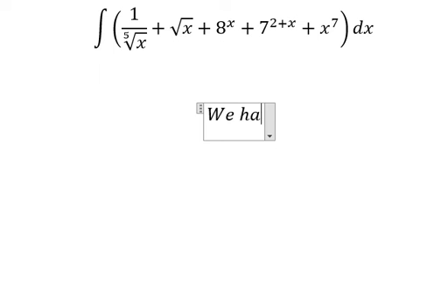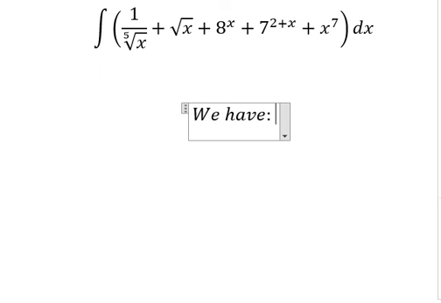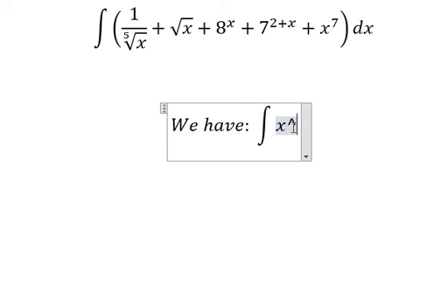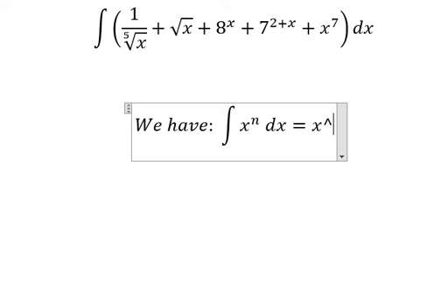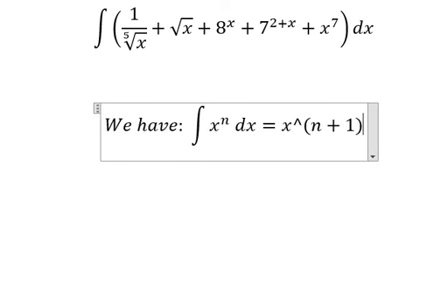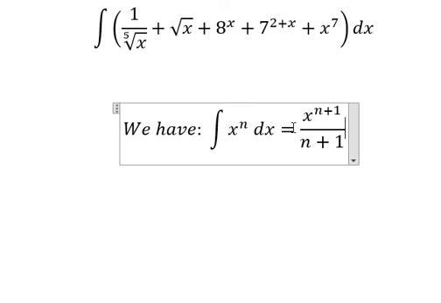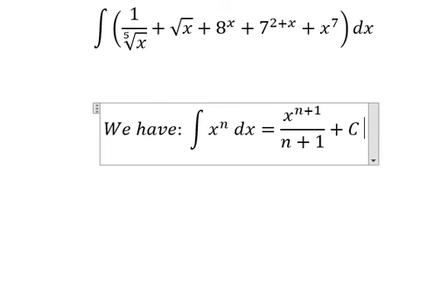We have the formula in here. The integration of s to the power of n dx. We have s to the power of n plus 1 over n plus 1, and I will put plus c.